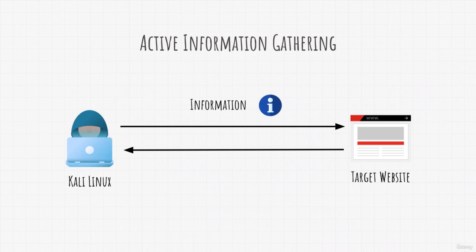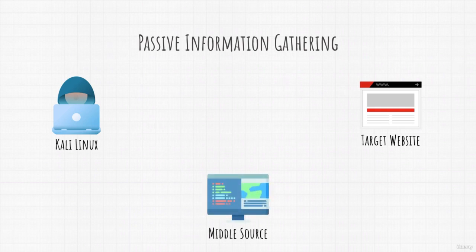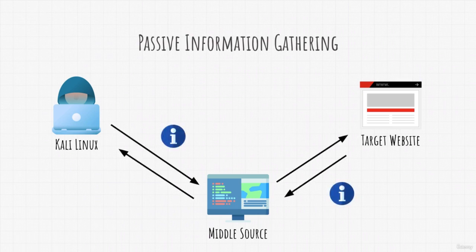On the other hand, we got passive information gathering. And it is similar, we got our Kali Linux machine and our target. But we also have an intermediate system, or what I like to call a middle source. And what this middle source is, well, basically it could be anything. From a search engine to a website. It could also be a person, but what matters is that the information we get is going through that middle source.